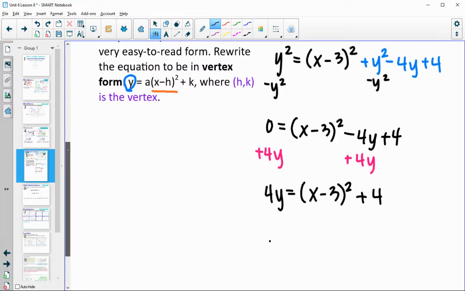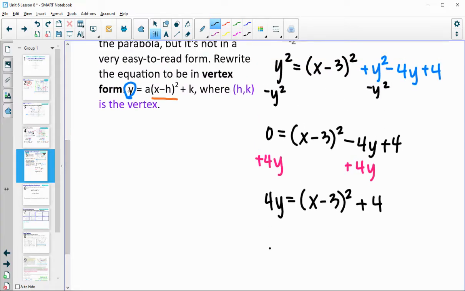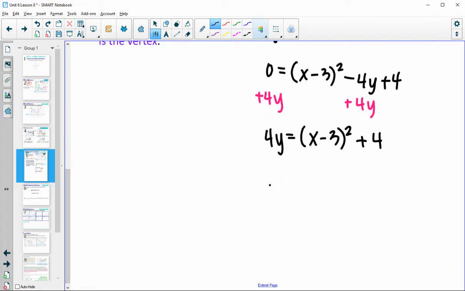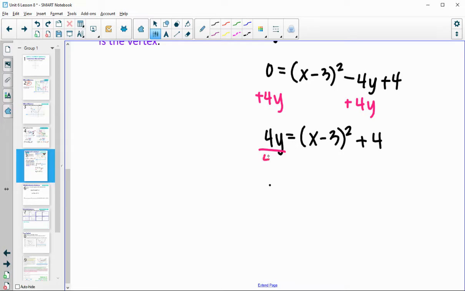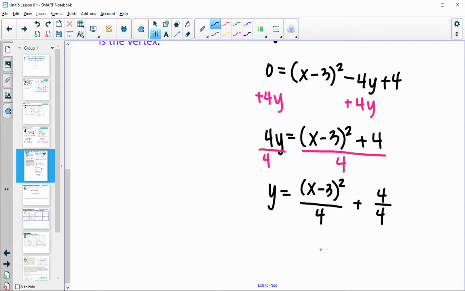Then if you look in this equation, the y is by itself. It doesn't have a number out front. So we are going to divide by this 4 to everything. Okay, so to both sides. So 4 divided by 4 is 1. Then we have this x minus 3 squared divided by 4. And we have 4 divided by 4.